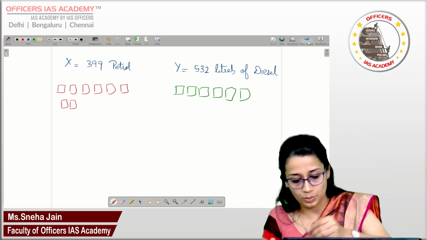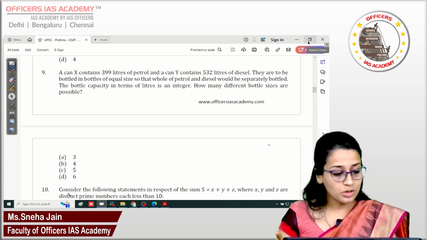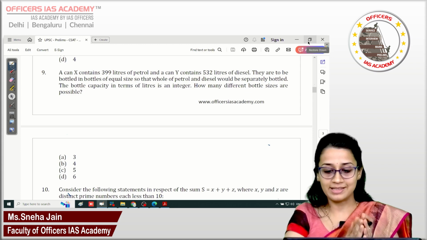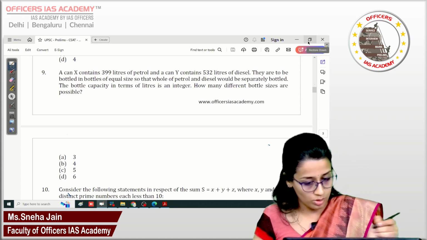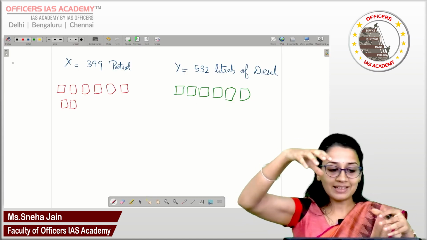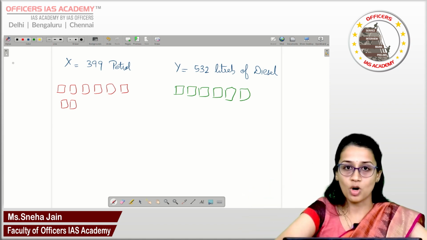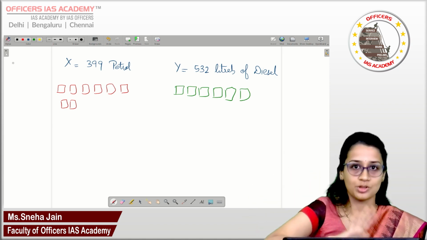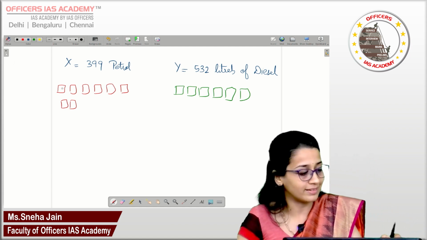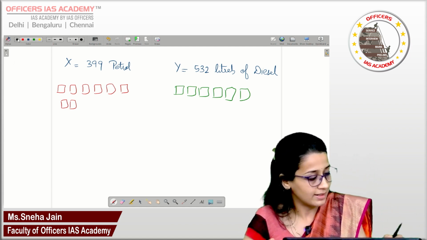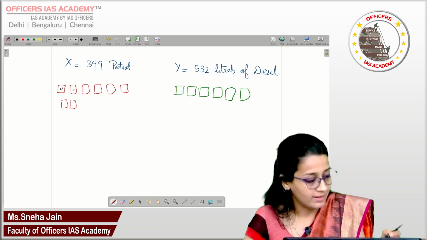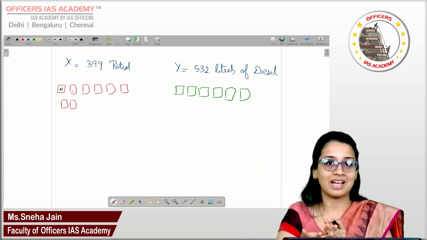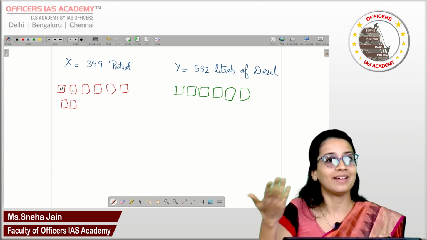All right, look at the question. They are to be bottled in bottles of equal sizes so that the whole of petrol and diesel is separately bottled. So coming back to this explanation, this entire 399 is split into these boxes. So the entire boxes are also full and the entire 399 is into the bottles. They have also told us that this value N, that is the capacity of the bottle, is the same. So how many such possible values of N are possible?